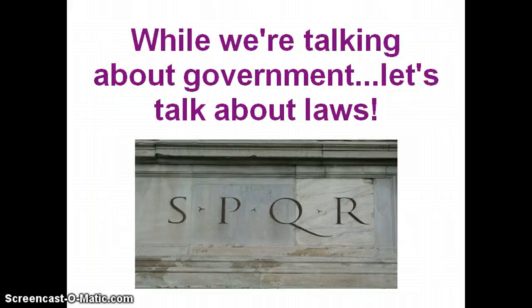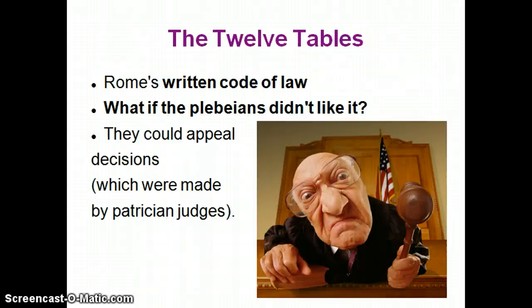So while we're talking about government, let's talk about laws. For much of its history, Rome didn't have a written code of law. Early Rome did not have a written code of law. Eventually, they wrote down their laws into the 12 tables. So this was the name of Rome's written law code.